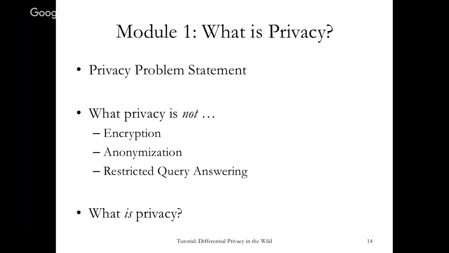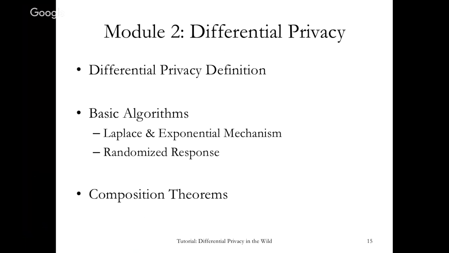So to go a little bit into detail about each module, the first module will try to formally define the privacy problem statement. We'll talk about what privacy is not in this talk, and privacy can mean many different things. And we'll also talk about what privacy is. In the second module, we'll define differential privacy. We'll describe some of the basic algorithms, the Laplace mechanism and the exponential mechanism. We'll go through some of the proofs of why these satisfy differential privacy, and we'll talk a little bit about how much error they introduce when they're used. And we'll also talk about the basic composition theorems.